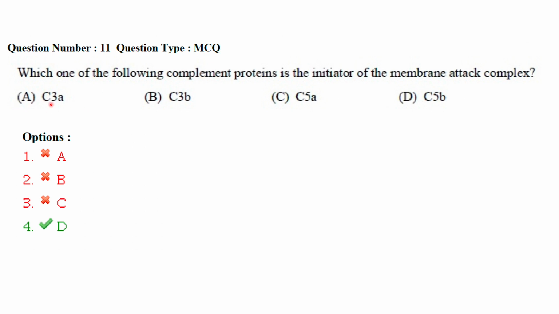On the other hand, C3A, C3B, and C5A help in opsonization, phagocytosis, and help to recruit neutrophils that phagocytose the pathogen. So that answers our question.